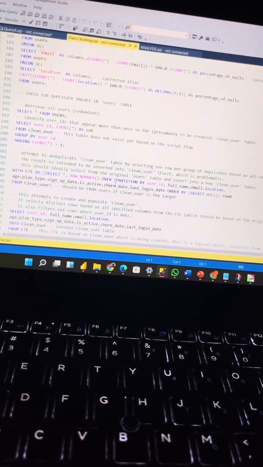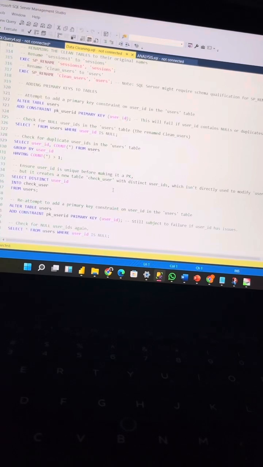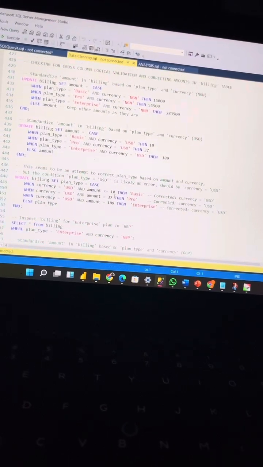Then we went over to data cleaning. This took us more than 4 hours because we had to check for duplicates, remove duplicates, change data types, change column names, and restructure the tables. Like, we handled nulls, we fixed dates, and all of that. It was really taxing.